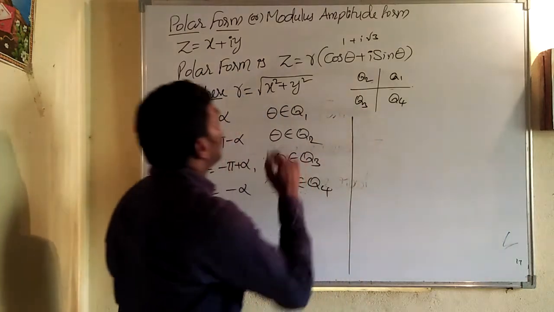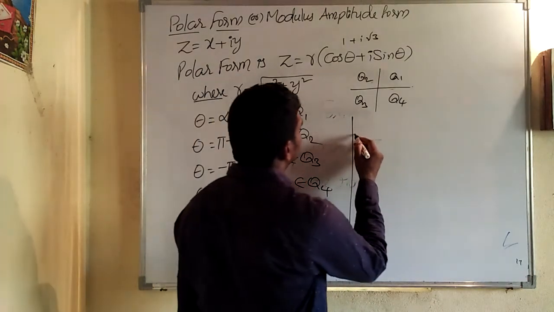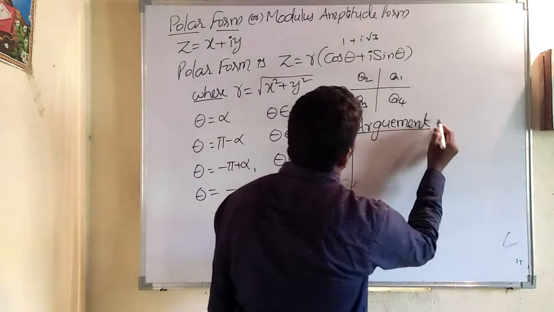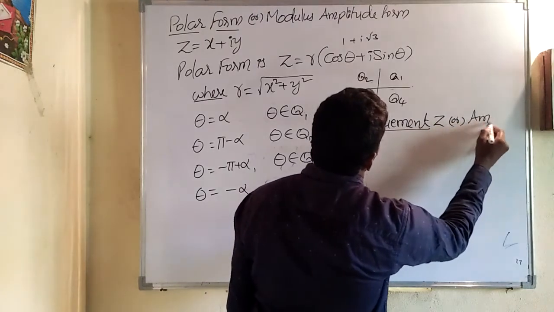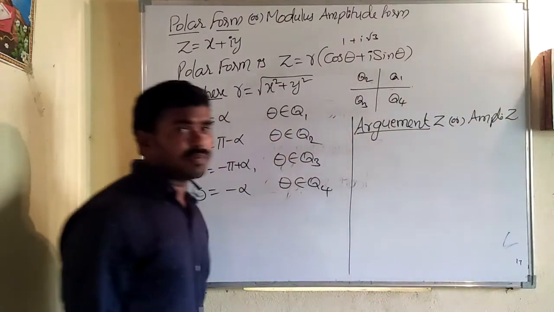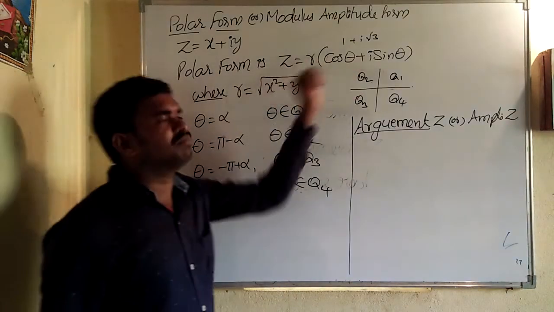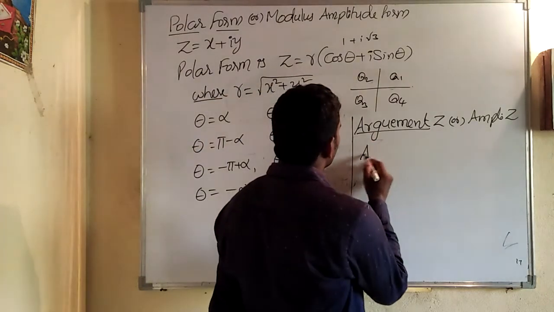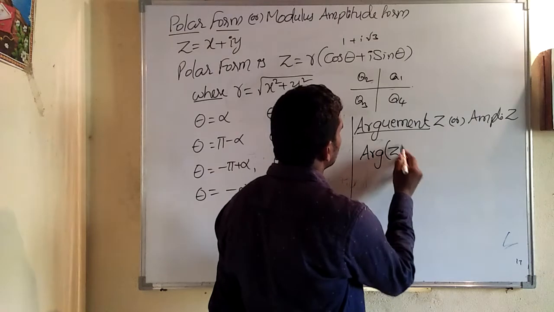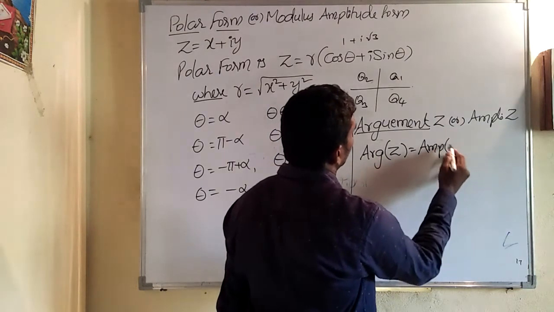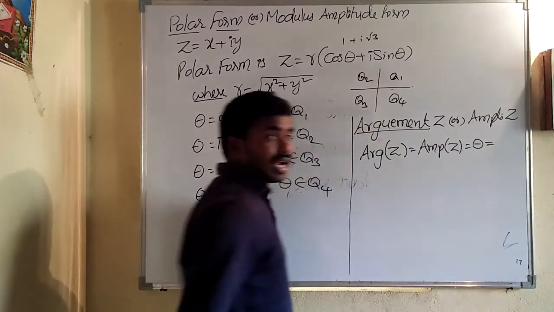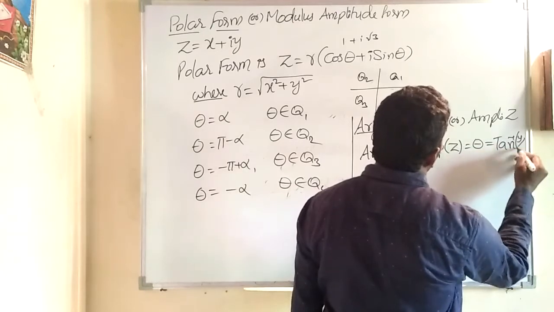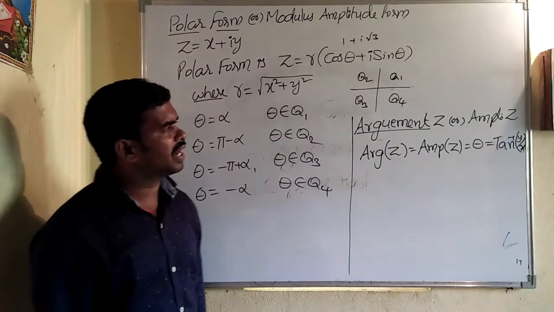Then the next concept in polar form is argument z, which is very simple. Argument z or amplitude z is nothing but theta. So theta is also called argument z. Argument z is written simply as arg z, or amplitude as amp z, which means theta, and we can also express it as theta equals tan inverse y by x.